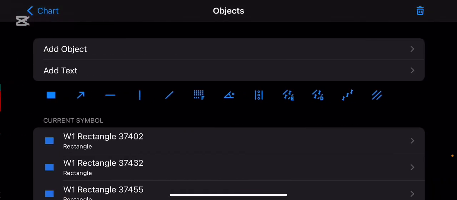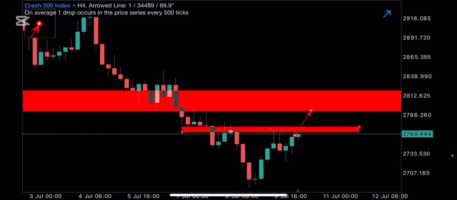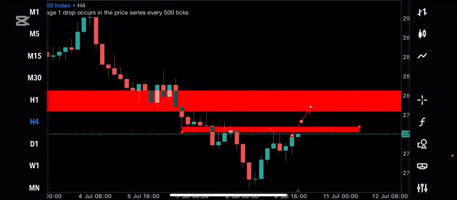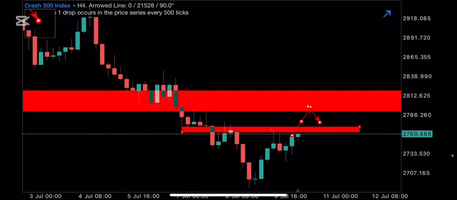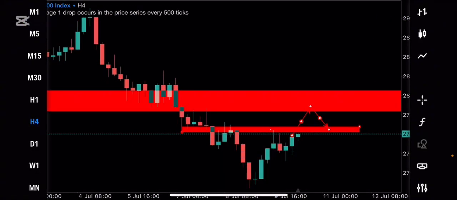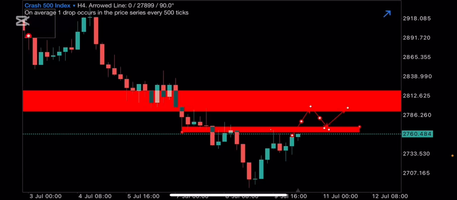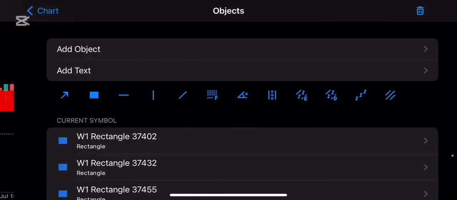So I'm thinking of something that looks like this. So price will go up, right? So price comes down again. Price goes back up. Price comes back down.